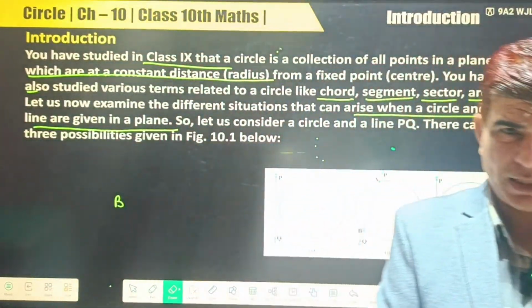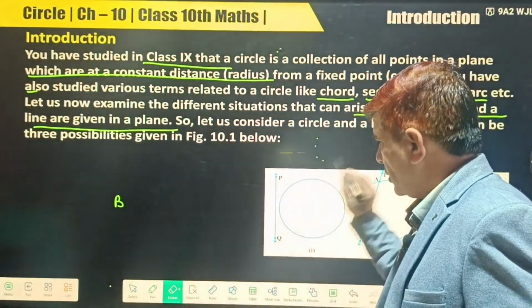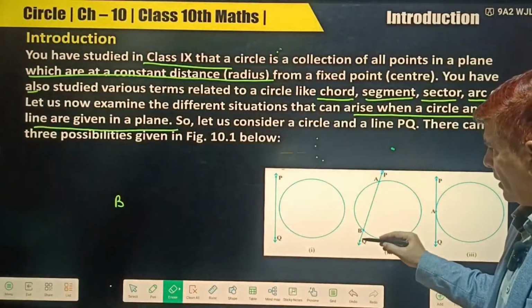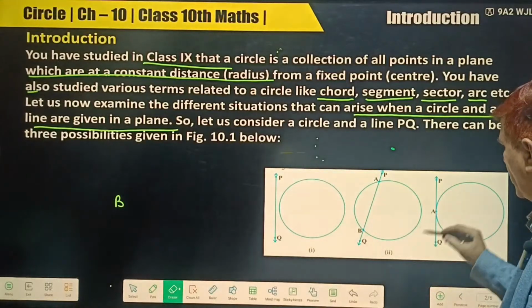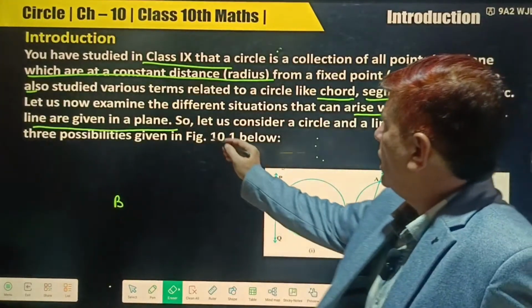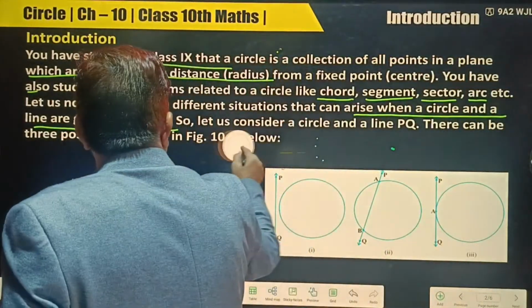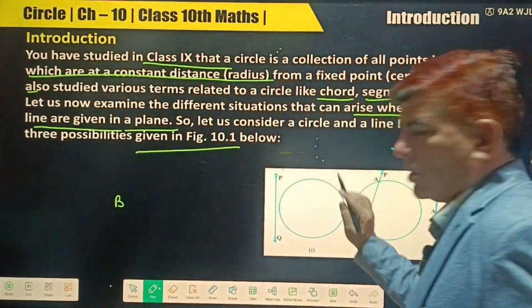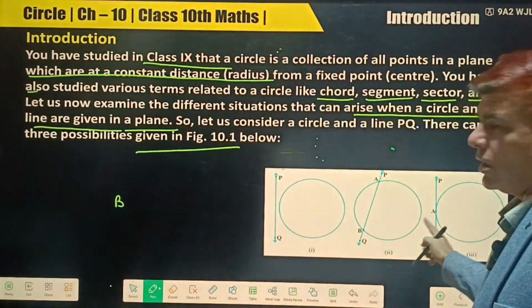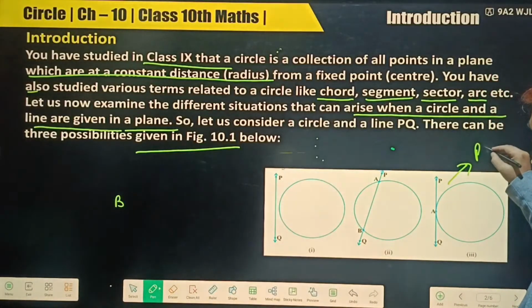Either the line and the circle touch each other, or they do not touch. First case, both do not touch each other. Second case, the line intersects the circle at 2 points. And third case, the line intersects the circle at only 1 point. So let us consider a circle and a line PQ. There can be three possibilities which are given below. That I told you already. First possibility, both do not touch each other. Second, they touch at 1 point. Here, PQ is known as a tangent to the circle.